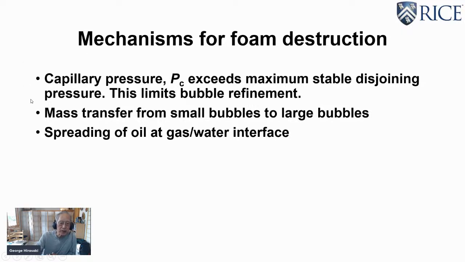Another mechanism for foam destruction is mass transfer from small bubbles to large bubbles. Smaller bubbles have a higher pressure than larger bubbles, and if a small bubble is next to a larger bubble, the difference in pressure results in a difference in solubility in the water, and the gas can diffuse from the small bubble to the larger bubble through the thin film. This is referred to as Ostwald ripening. Another mechanism for foam destruction is spreading of oil at the gas-water interface. That's why the oil can destabilize foam, but it depends on the spreading coefficient or the degree of spreading.